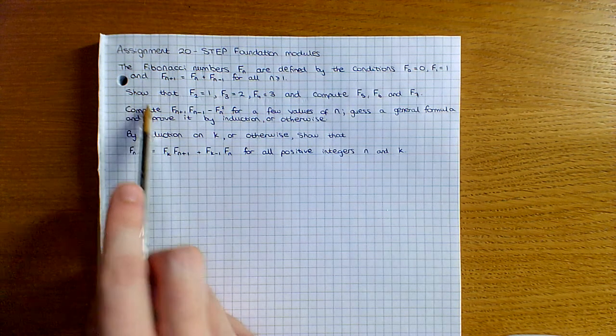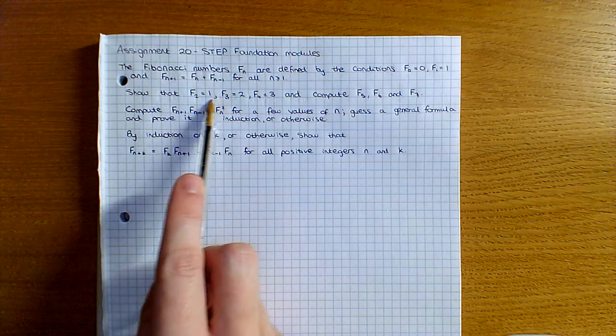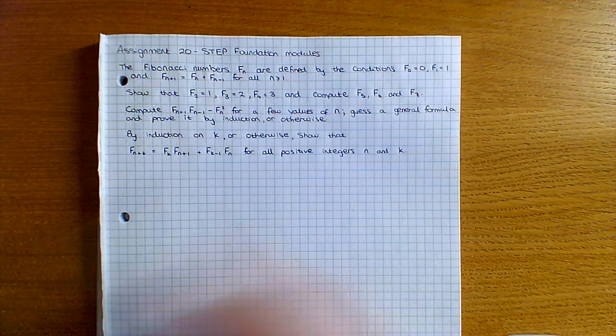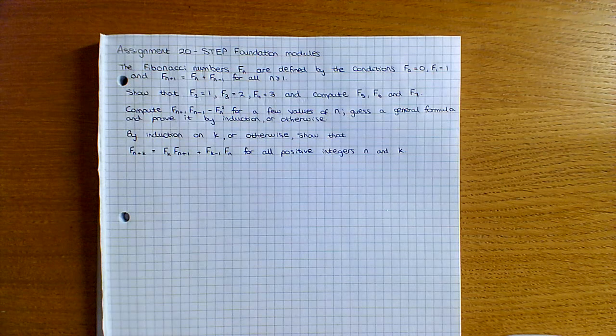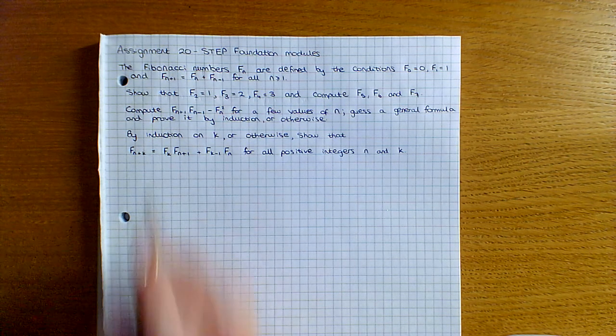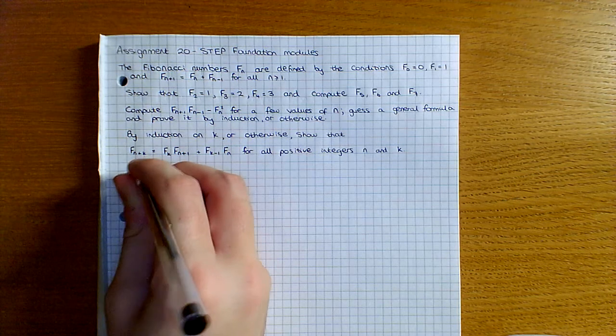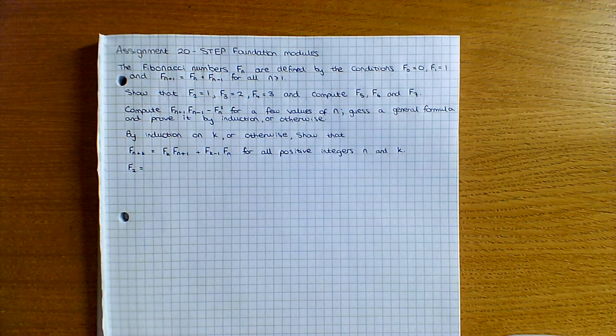Okay, so the first part of the question says, show that f2 equals 1, f3 equals 2, and f4 equals 3, and then we have to compute f5, f6, and f7. This should be a fairly straightforward exercise. It's just making sure that you understand how to use the definition of the Fibonacci numbers. Now, it does say show that, so we're going to have to be pretty explicit here.